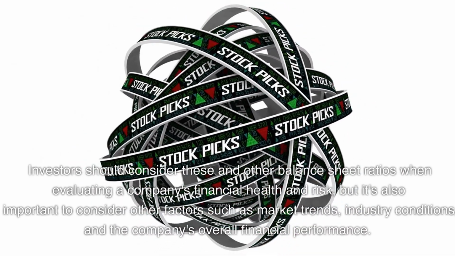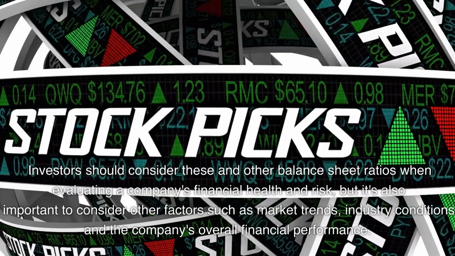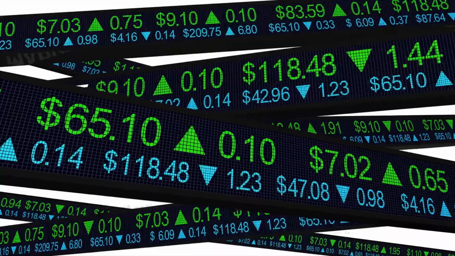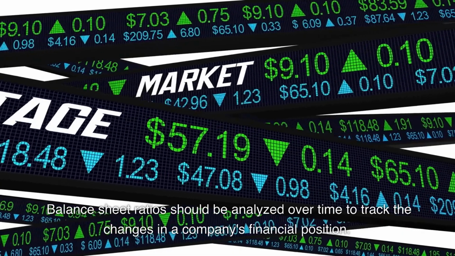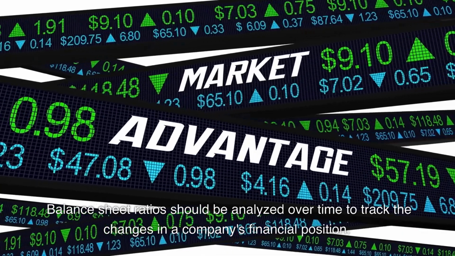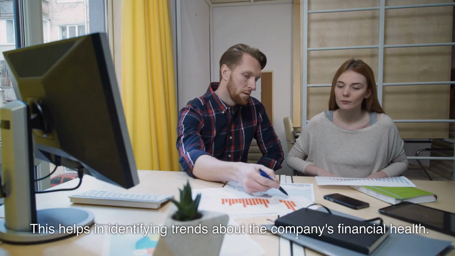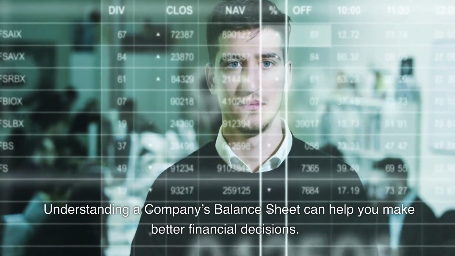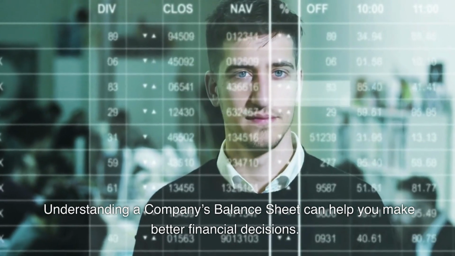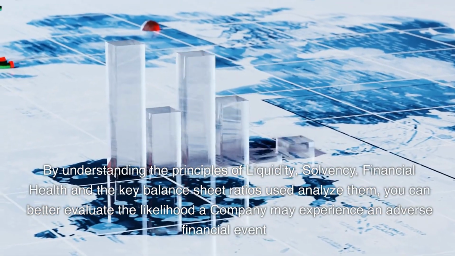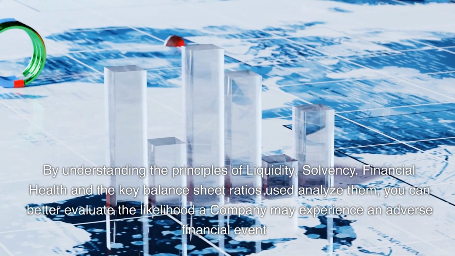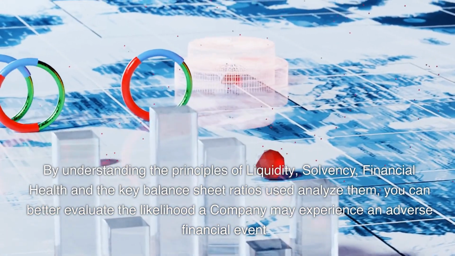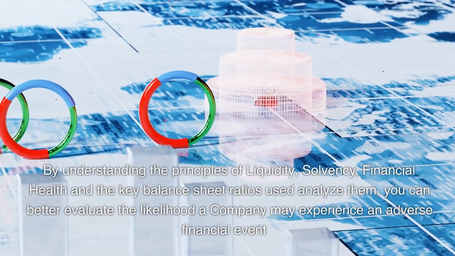But it's also important to consider other factors such as market trends, industry conditions, and the company's overall financial performance. Balance sheet ratios should be analyzed over time to track the changes in a company's financial position. This helps in identifying trends about the company's financial health. Understanding a company's balance sheet can help you make better financial decisions. By understanding the principles of liquidity, solvency, financial health, and the key balance sheet ratios used to analyze them, you can better evaluate the likelihood a company may experience an adverse financial event.